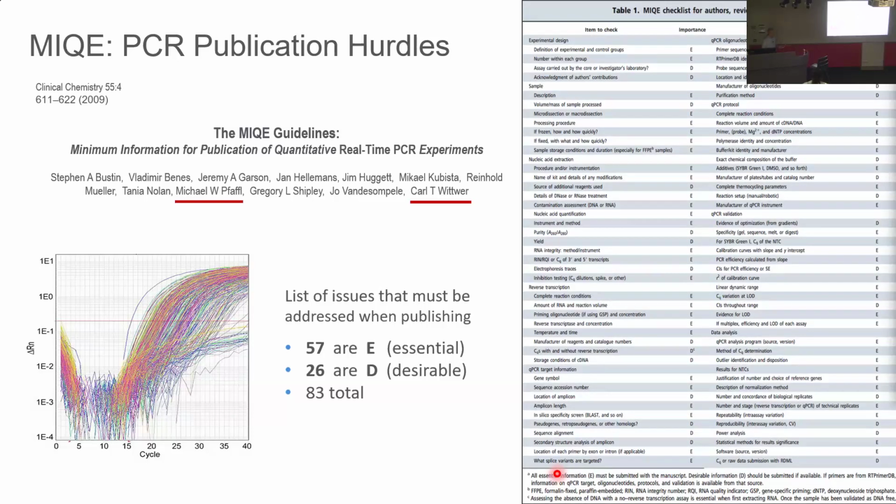When you're looking at complicated data like real-time PCR, you've got to get all the details right. And when you come to publish, you're supposed to go through this list and check everything off to make sure that you did all the right controls. Turns out there's 57 things that are considered essential you do, and another 26 that are desirable. The reason Michael Pfaffl and Carl Wittwer are underlined here is I was talking alongside them about 4 years ago now.